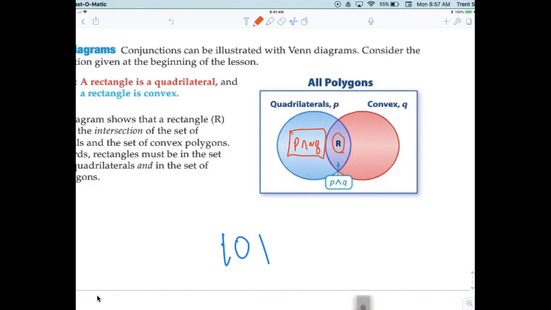So I agree with that? This over here represents what? Q and not P. All right, does everybody get that? All right. And then everything on the outside represents what? Not P and not Q. All right. So again, the Venn diagrams, I think that's pretty intuitive. I don't think it's that hard, but we need to practice. All right, we definitely need to practice.